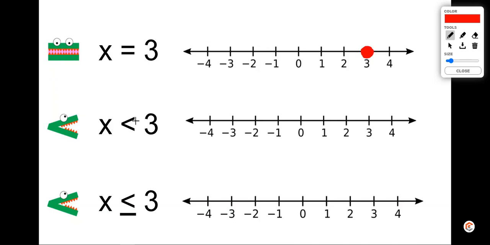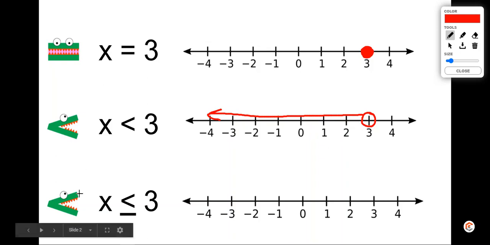X is less than 3. This means that the alligator will eat anything that is less than 3. Now, that doesn't include 3, but anything else the alligator will eat. So we have to mark it as multiple solutions. A -3, alligator will eat it. 0, alligator will eat it. 2.9, alligator will eat it.